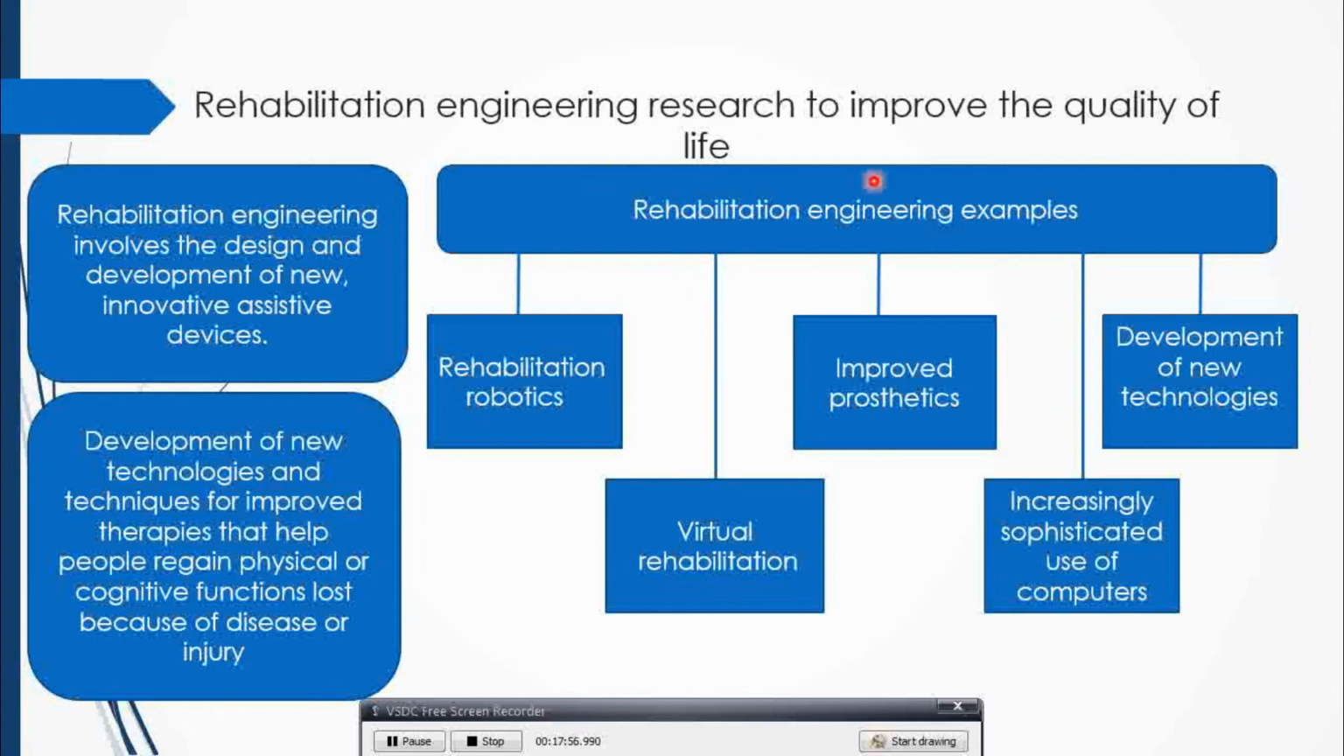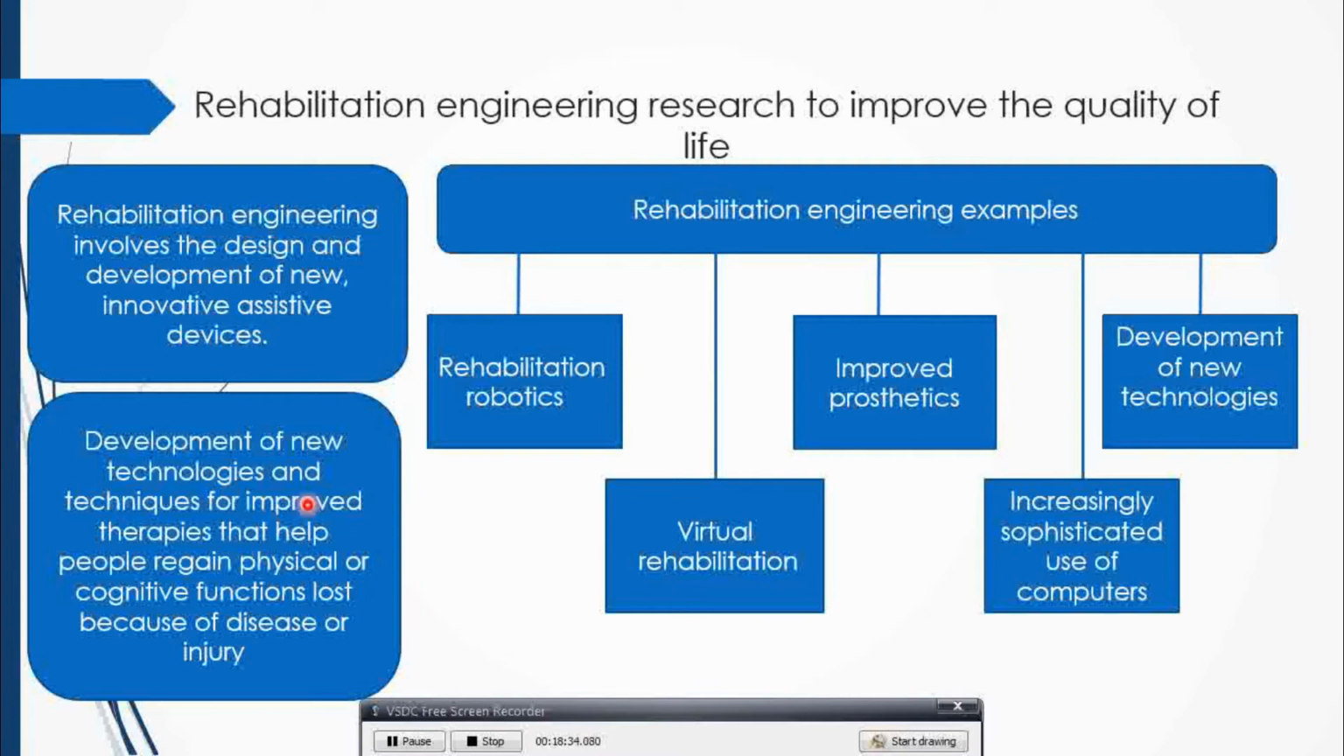Research on to improve the quality of life. Itu sebenarnya rehabilitation engineering. The example is banyaklah. Ni adalah few example. Robotics, improve prosthetics, development of new technologies, increasing sophisticated use of computers, VR virtual rehabilitation. Okay. Rehabilitation engineering means involve design, development of new innovative assistive device. Kita cuba come up with the assistive device with the latest technology.